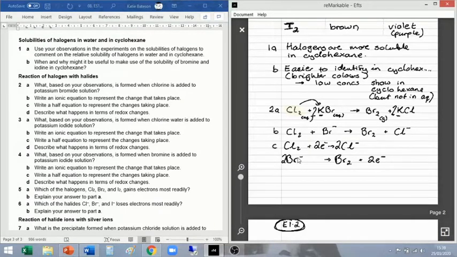Describe what happens in terms of redox changes. Okay then, let's do this, but let's just make it as easy as possible. So for the chlorine here, it's gone from an oxidation state of 0 to -1, or you could say that it has gained electrons. Therefore, the chlorine has been reduced. So that's all that I'm going to do for that part of part D. I'll do the same for the equation below as well.